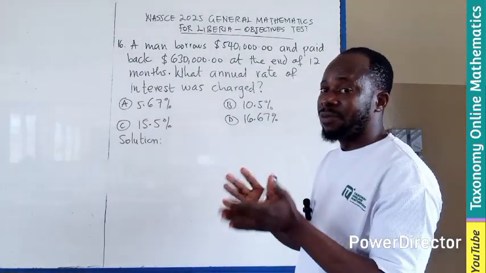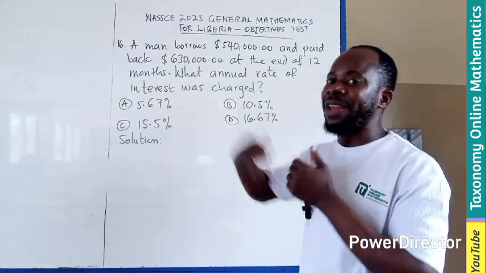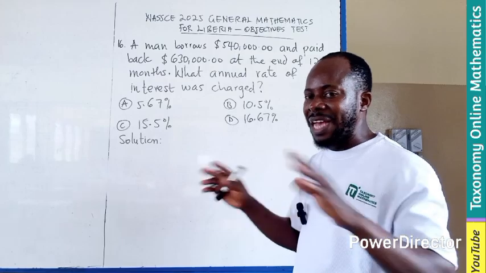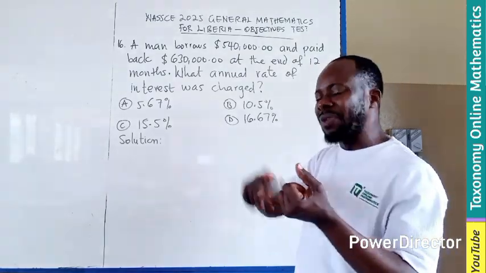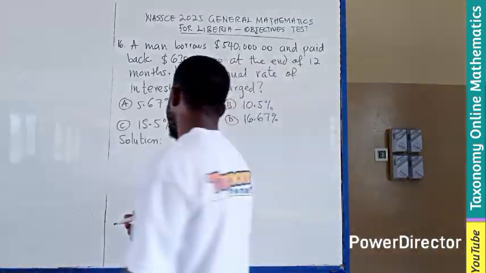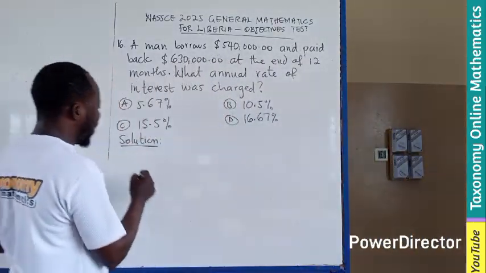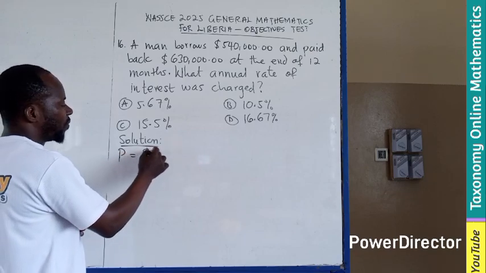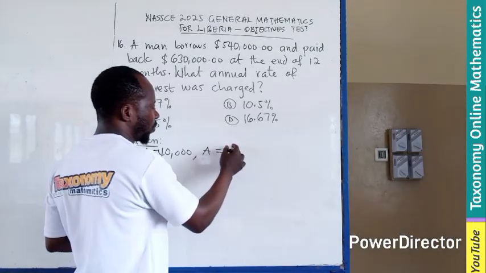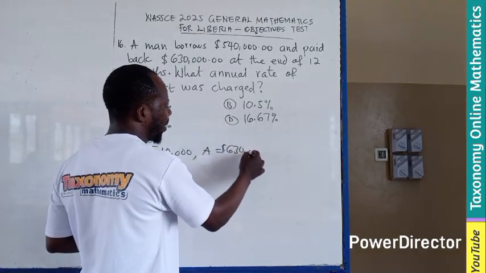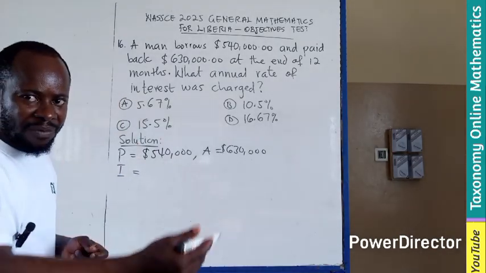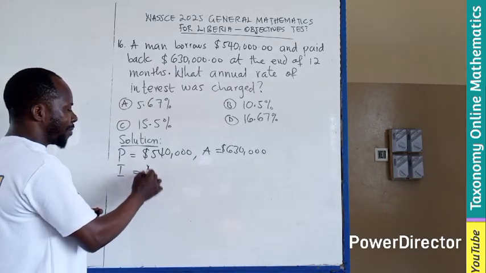If you borrow 540,000 and you pay it back after the period, it means the transaction has ended. So whatever you are paying back is no more the principal, but the principal plus interest. So that becomes the amount. We pick data from the question: what I borrow is the principal, 540,000. Then what I pay back is the amount, which is 630,000.